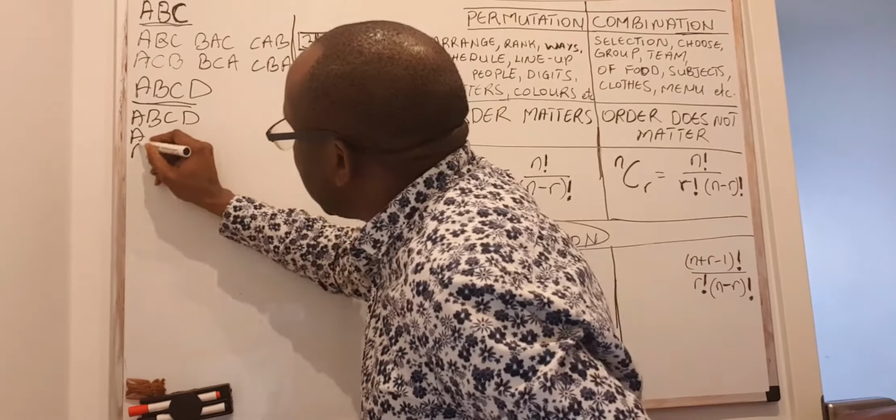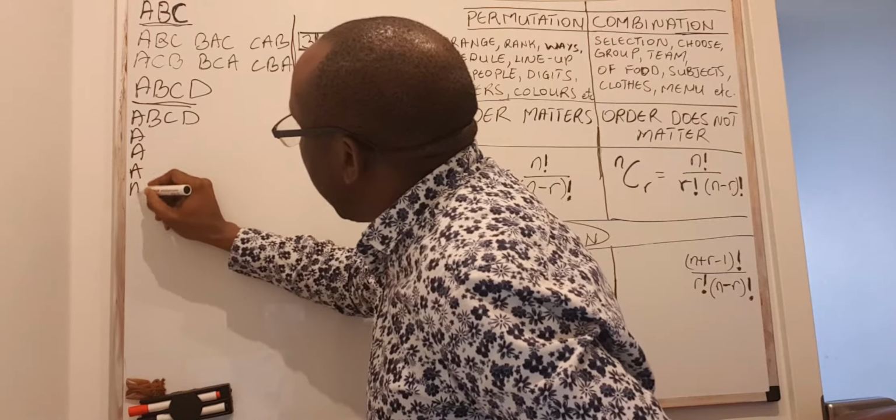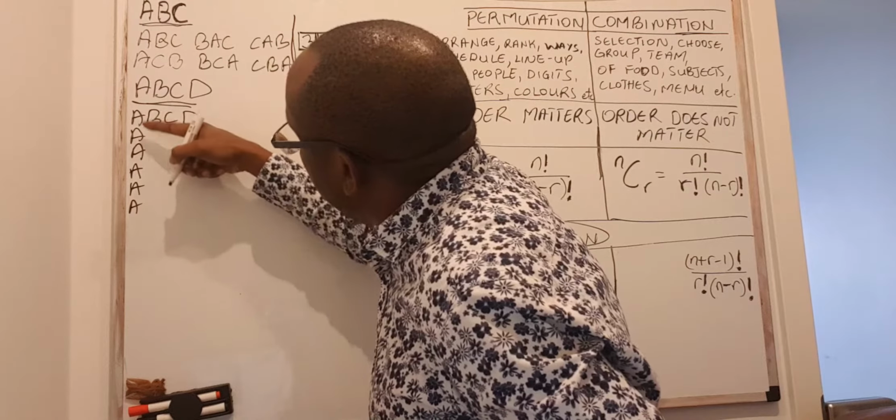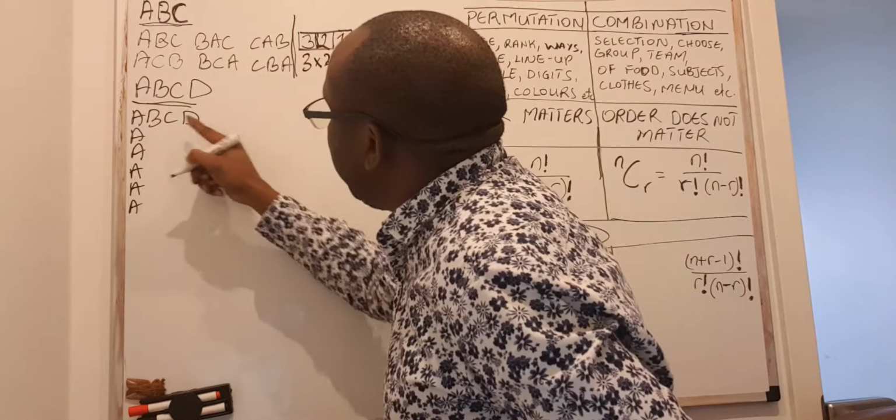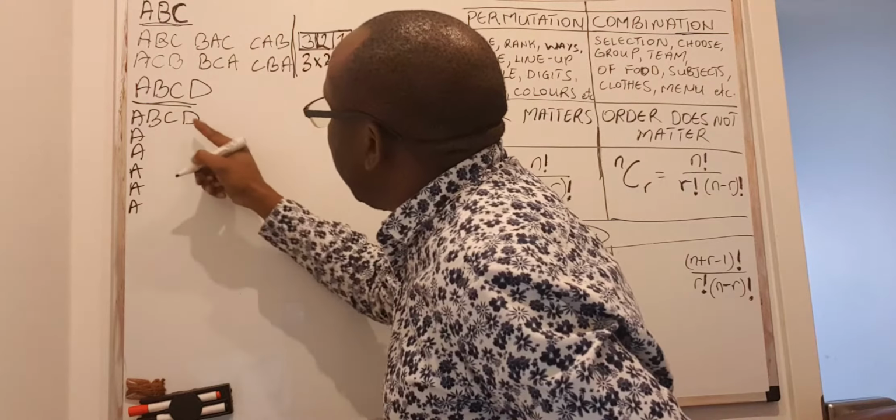So it means I can have 6 A's here. A will appear 6 times. 1, 2, 3, 4, 5, 6. Why? Because B and C change themselves into this form. So then I have 6 of them.